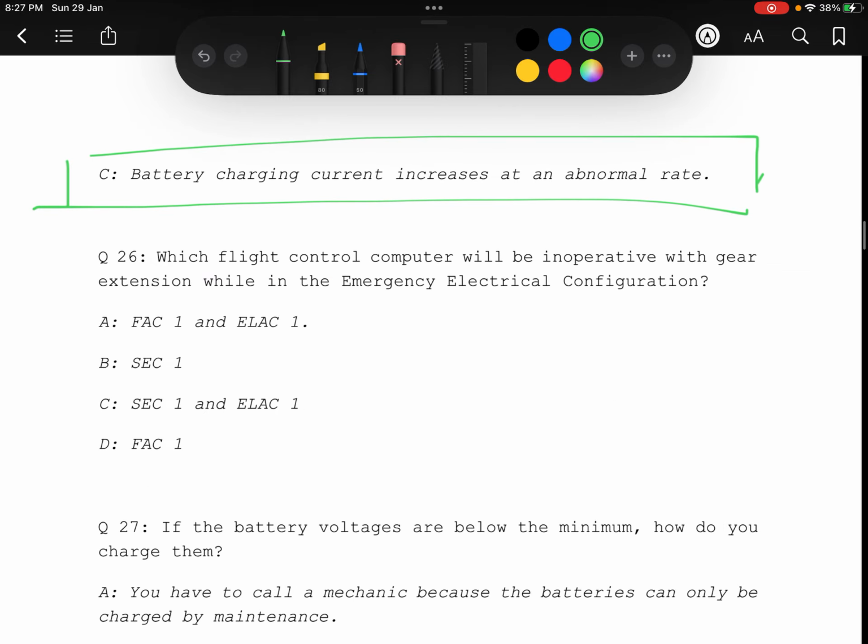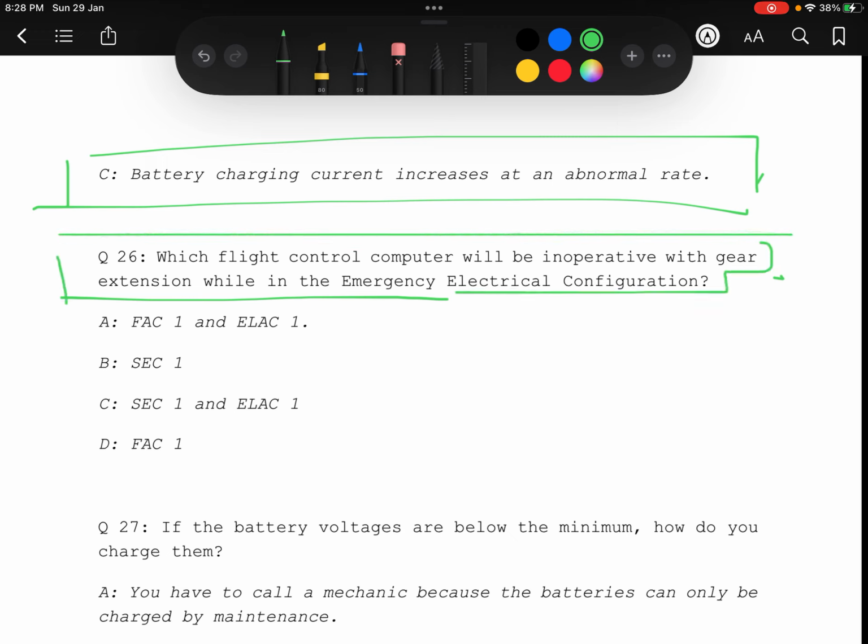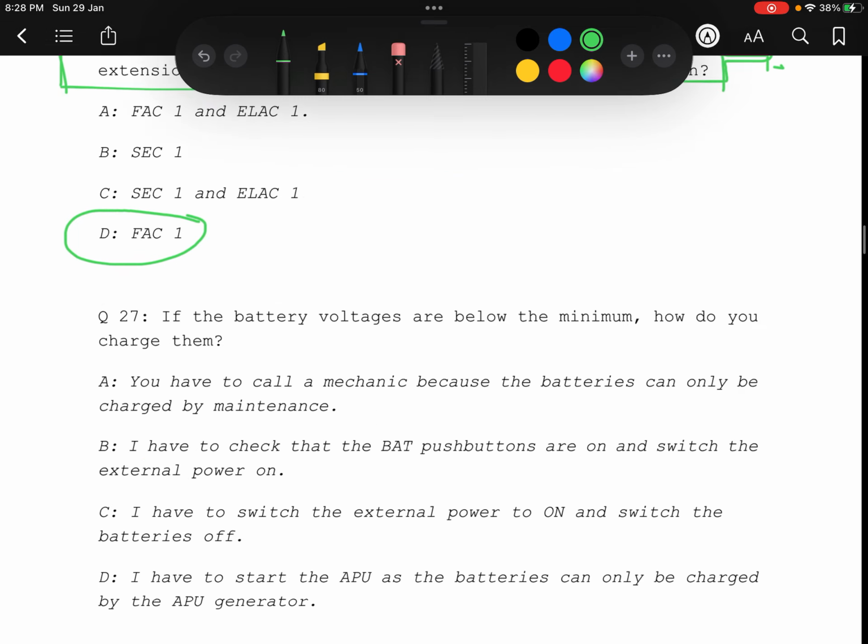The very next question, 26th. Which flight control computer will be inoperative with gear extension while in the emergency electrical configuration? It is FAC1. I need an explanation on it. I could not figure out where it is. Again, same thing. If you know the answer, please let me know in the comments.